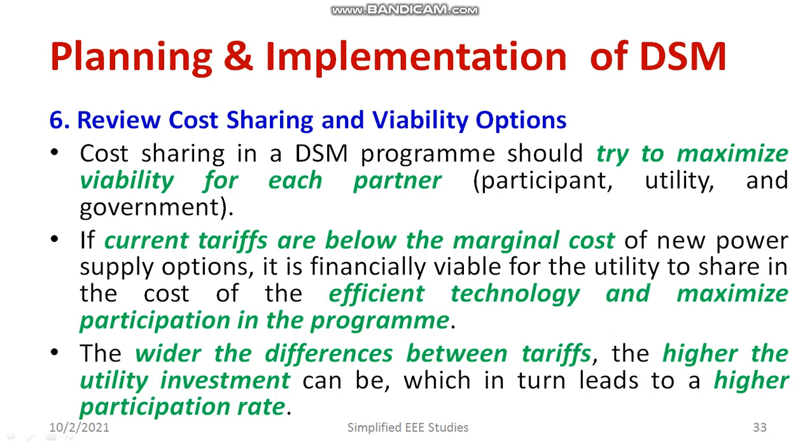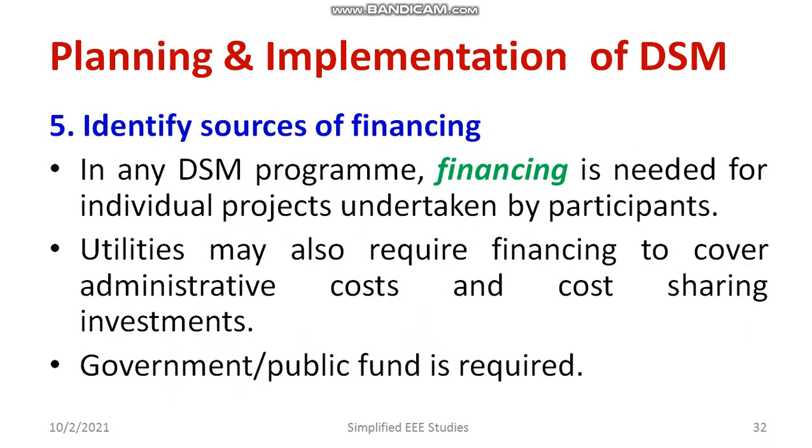Then, if current tariffs are below the marginal cost of new power supply options, it's financially viable for the utility to share the cost of the efficient technology and maximize the participation in the program. The wider the difference between tariffs, the higher the utility investment can be, which leads to a high participation rate. So based on the marginal cost, it is possible to decide whether the DSM project is accepted or not. It depends on the marginal cost. That's also very important.